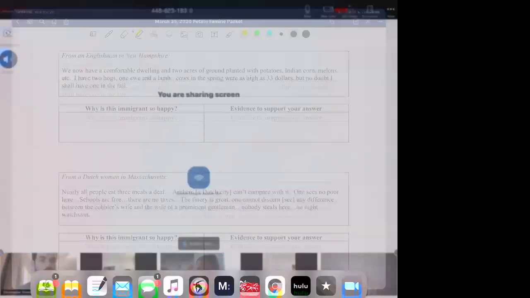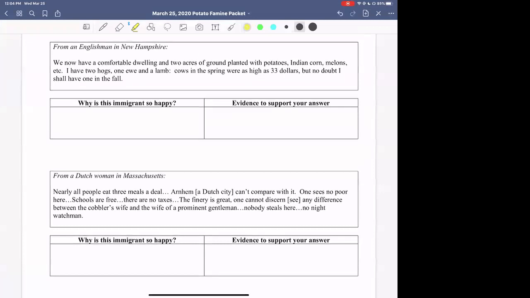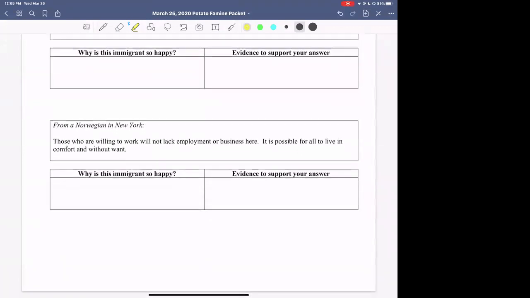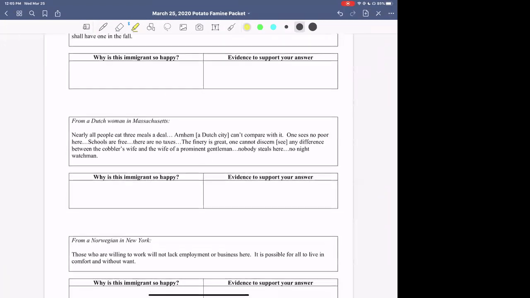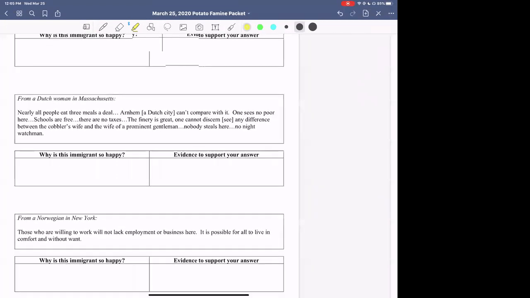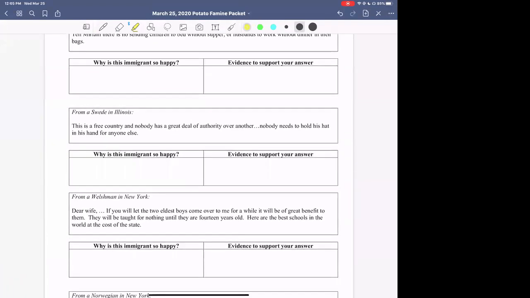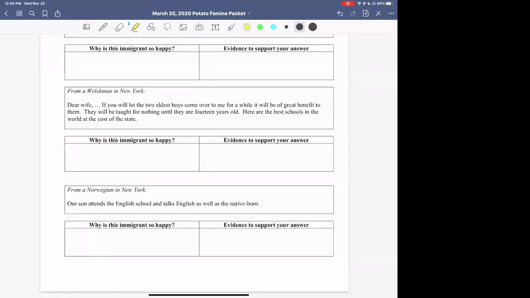Okay. So as you can see on my screen and in your packet, what we're going to do now is take a look at some of the perspectives from immigrants that are coming into the United States or that are really trying to adjust to American culture. So we have an Englishman from New Hampshire, a Dutch woman from Massachusetts, a Norwegian from New York, a German that's in Missouri, a Swede in Illinois, a Welshman in New York, and a Norwegian in New York.